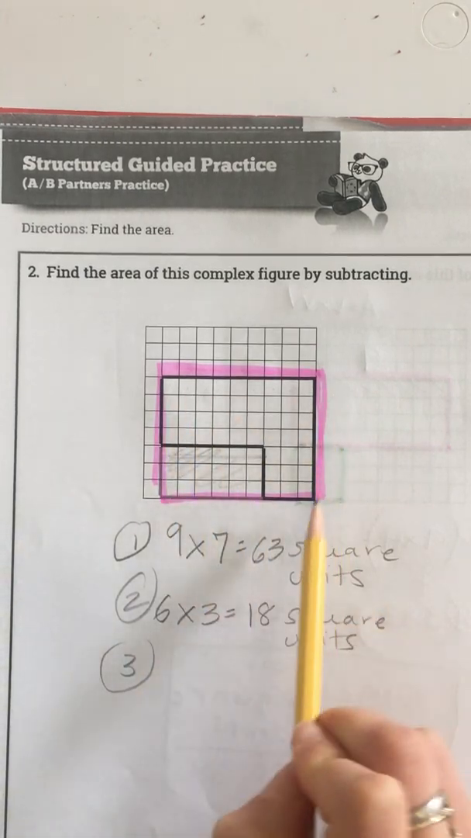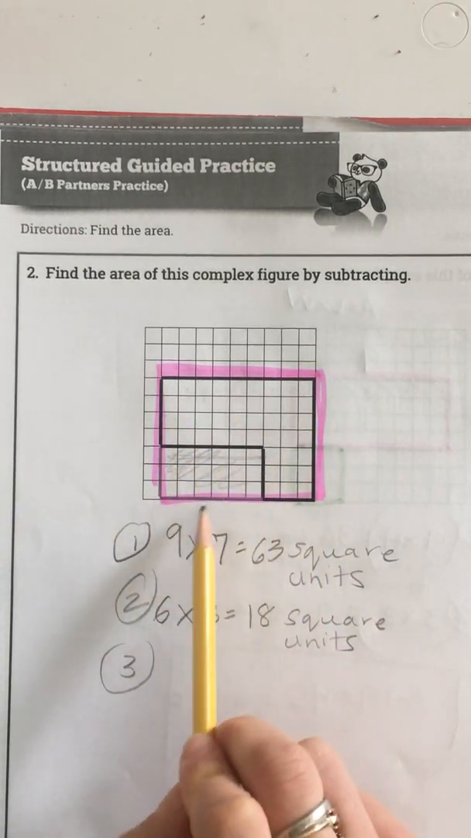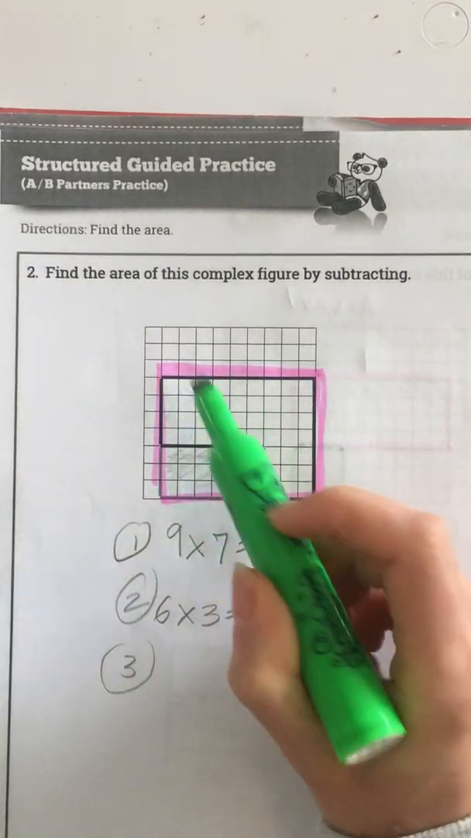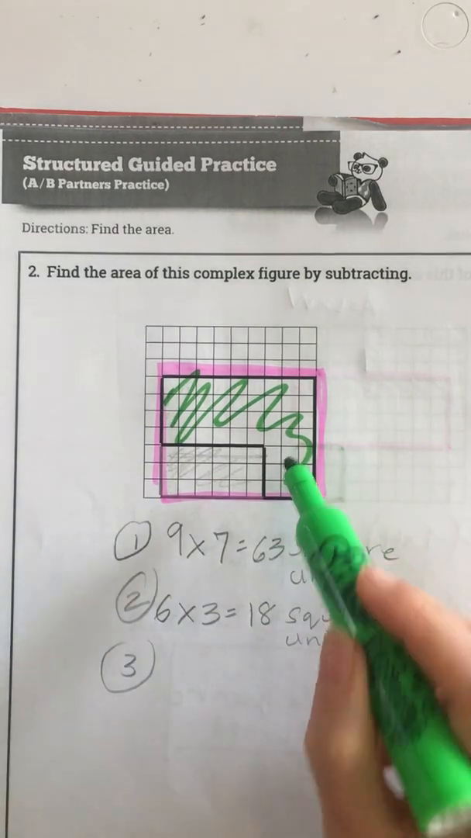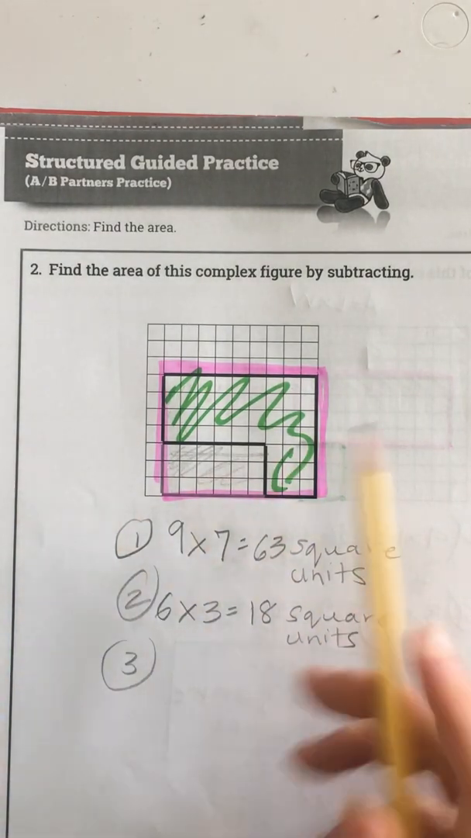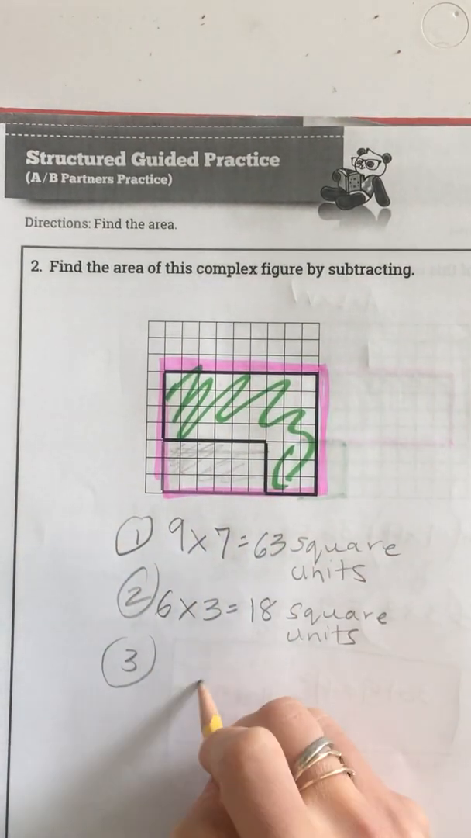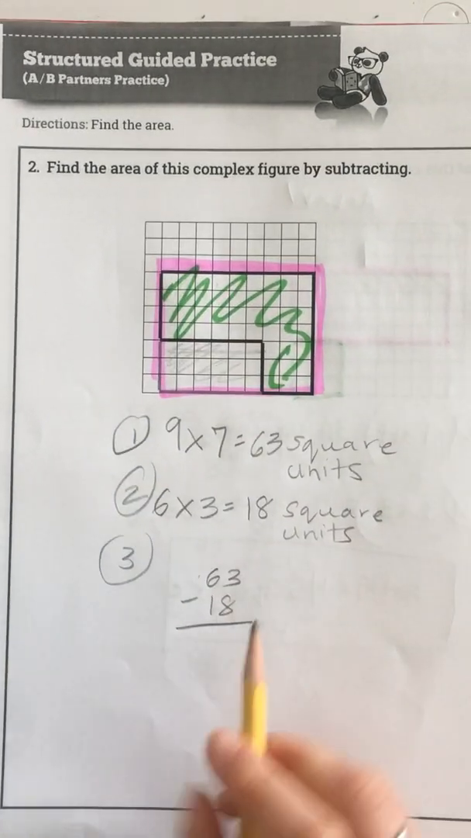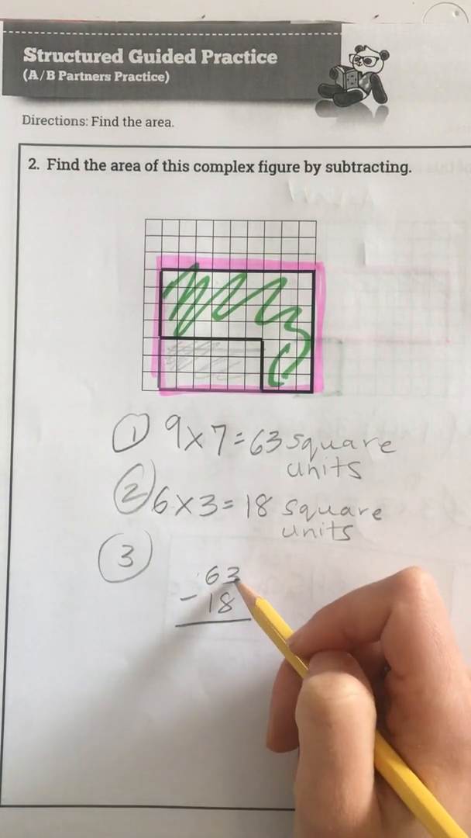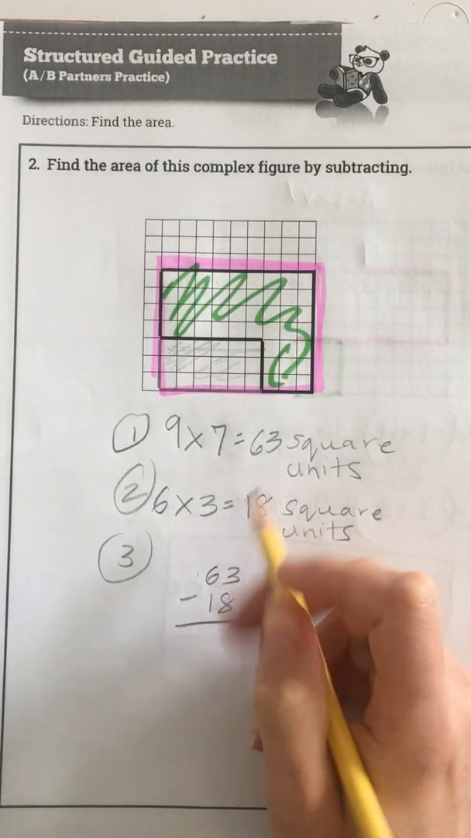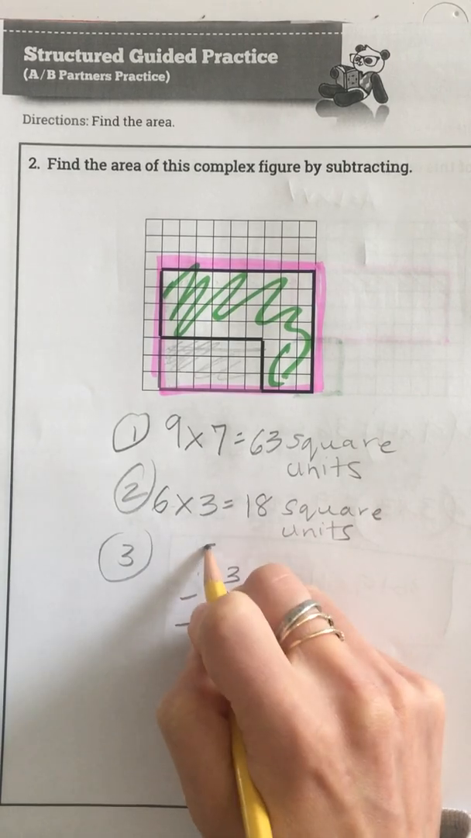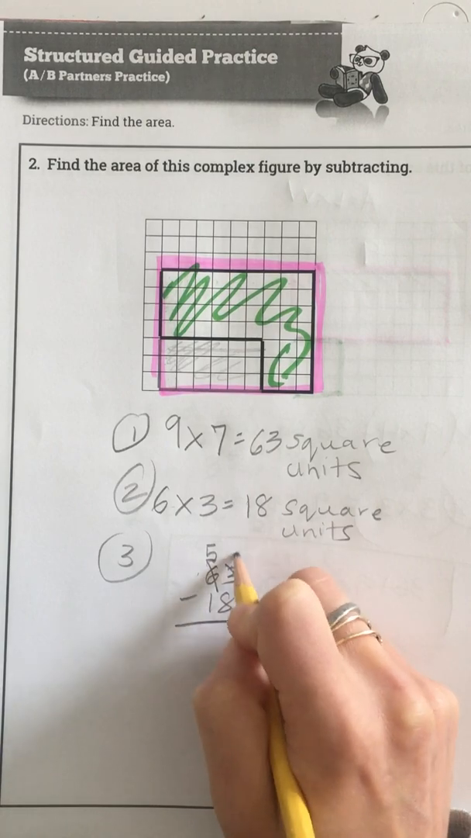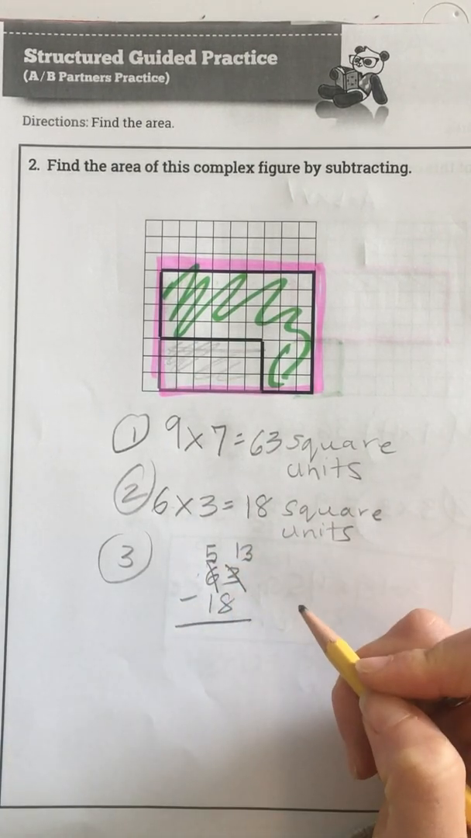Well, if we had our whole and we have our part that's not actually there, what do we do to figure this out? We need to subtract the part that's not there from our whole area. So 63 minus 18. We got some regrouping here. You cannot do 3 minus 8, right? If you have 3 things, you can't take 8 away. So we need to take a 10 away. So 6 turns to 5. Take 1 away and add 10 on. So it's not 10, it's 13 because I already have 3 there.